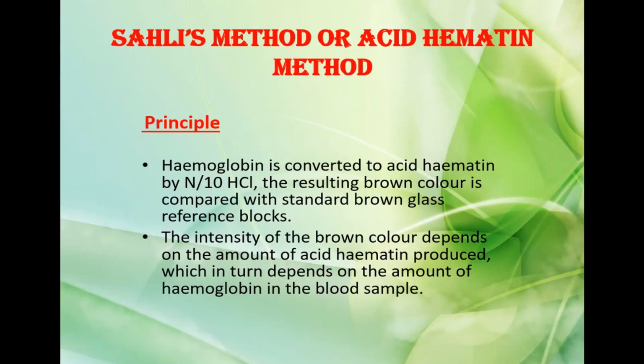So in Sahli's method, we use acid. We already know how to prepare the acid, right? We use N by 10 HCl, that is 0.1 N HCl, is it not? So we take 0.1 N HCl for diluting the hemoglobin, or you can say the red blood cells. Do you remember? Does anyone remember? You don't remember? See, remember Sahli's method.